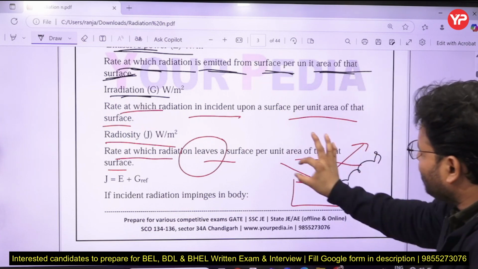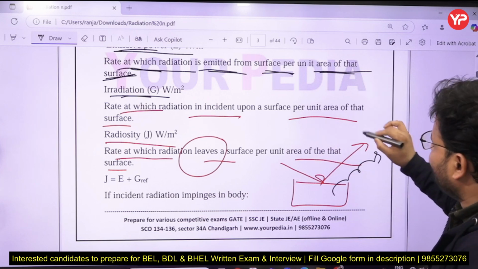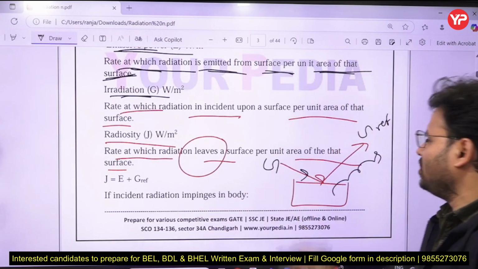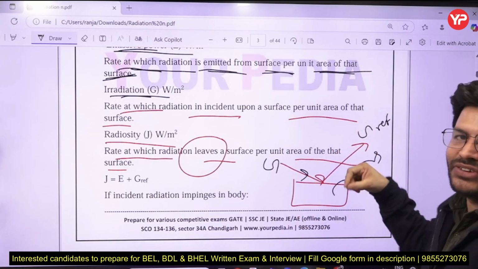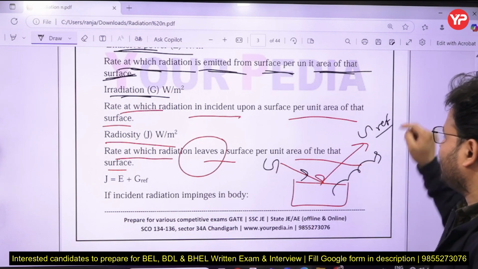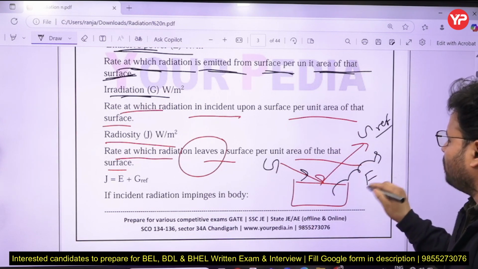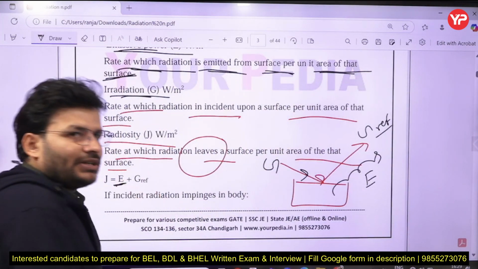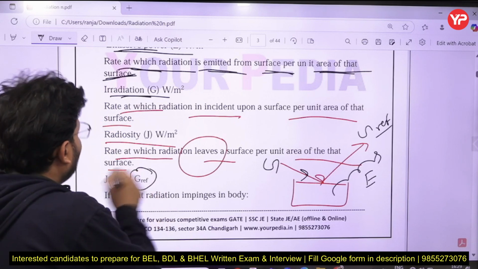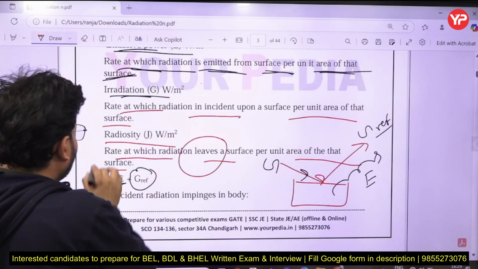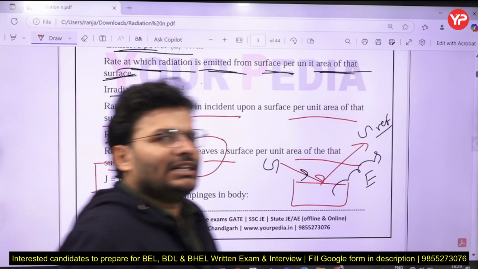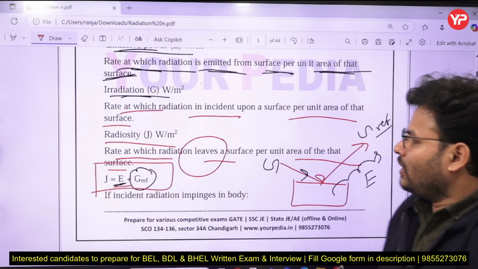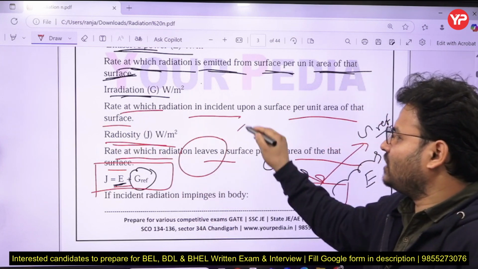So what is the total energy which leaves the surface? We can say the part of the reflected rays, G, a part of the incident radiation which is reflected, plus the emissive power of the body. So per unit area, how much energy is going to leave? We can say E for emissive power and the reflected part of G. That is called what? Radiosity. Radiosity is the energy that leaves the surface per unit area of that surface. Keep in mind that it is denoted by J.